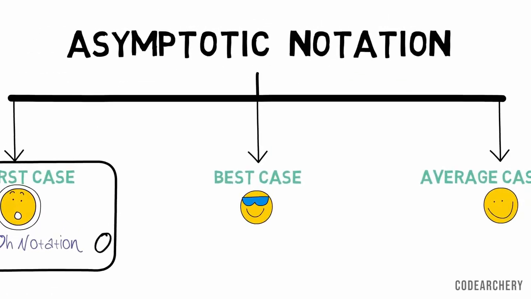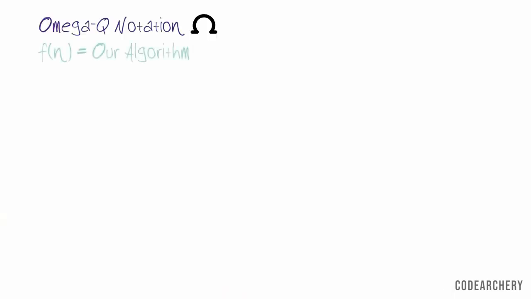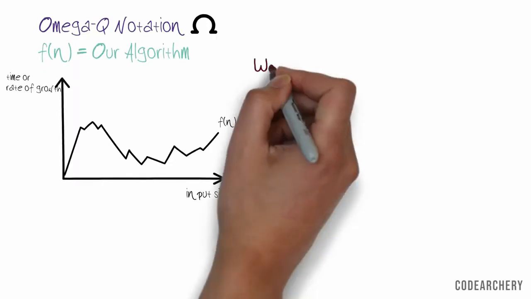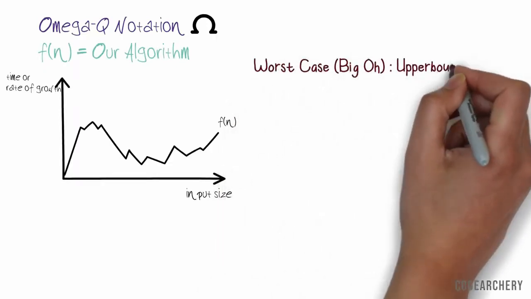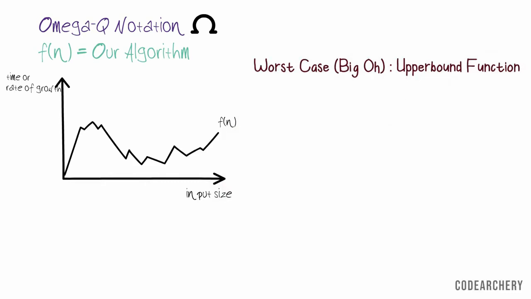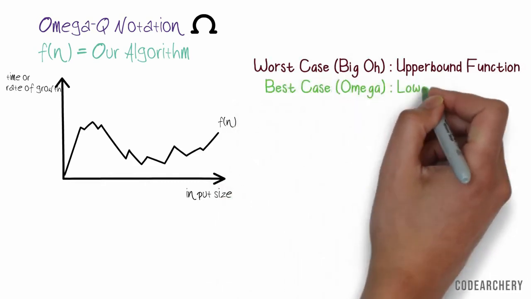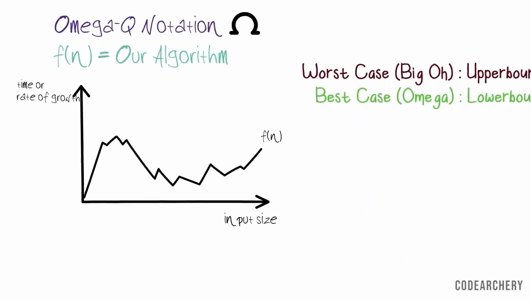Now let's see best case scenario. If you understood big O notation, then it's going to be easy. We denote the best case with omega. Again, f of n represents our algorithm. Let's plot our graph. For big O, we found an upper bound function. So for the best case, we'll find a lower bound function.